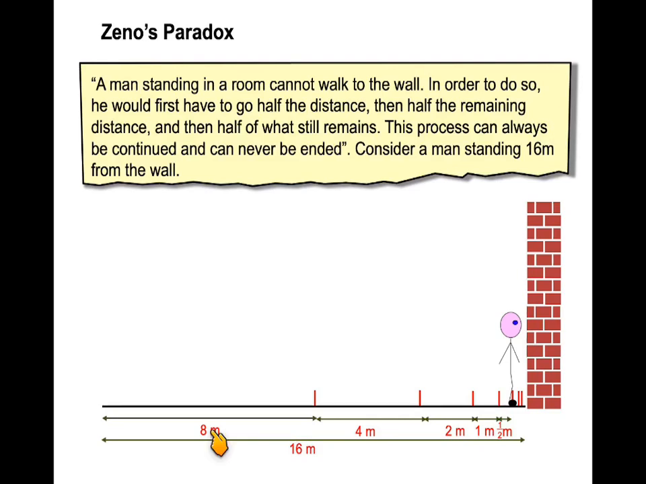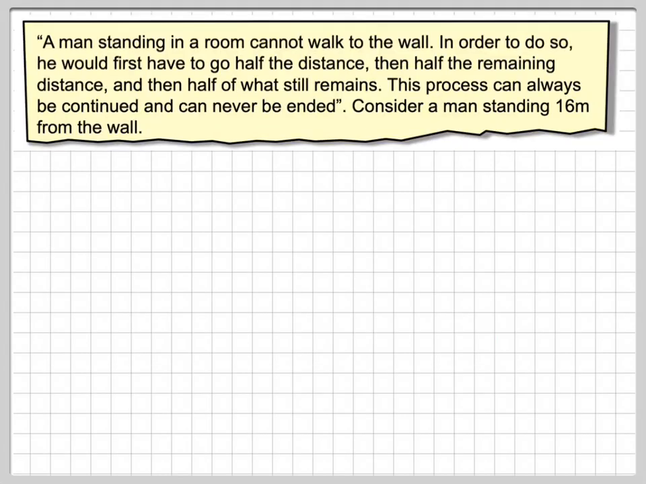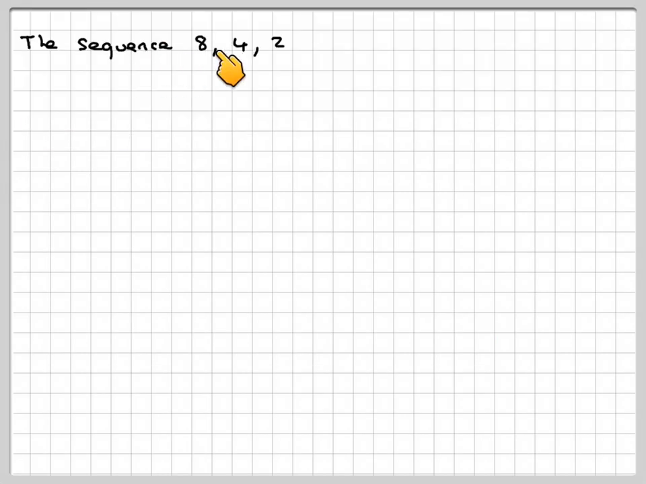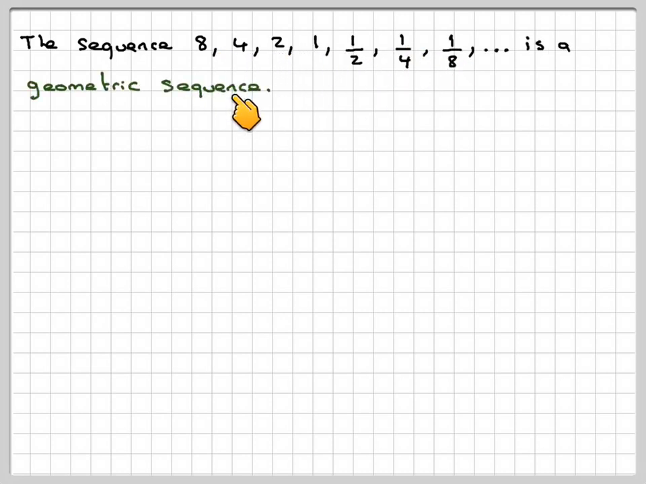Now, we can notice that 8, 4, 2, 1, and a half is a geometric sequence, with a common ratio of a half, because half of 8 is 4, half of 4 is 2, etc. Half of a half will be a quarter, half a quarter will be 1/8. So let's have a look at this in a bit more detail. So the sequence 8, 4, 2, 1, a half, a quarter, and 1/8 is known as a geometric sequence. It has a first term of 8 and a common ratio of a half.